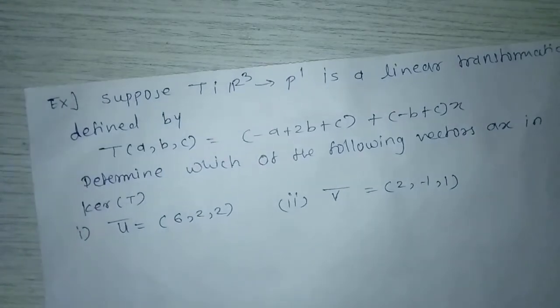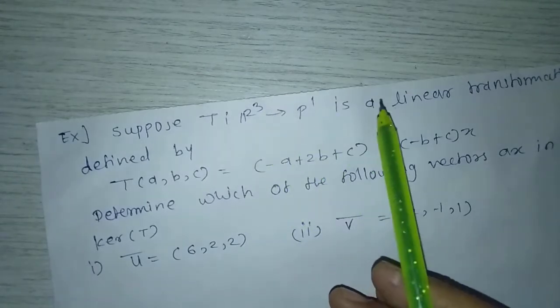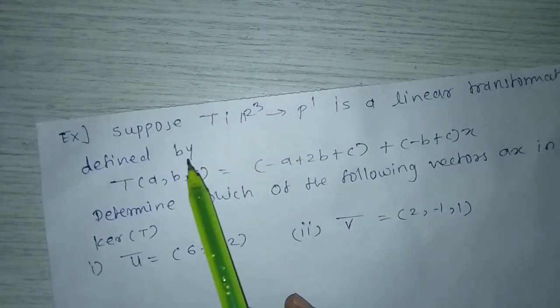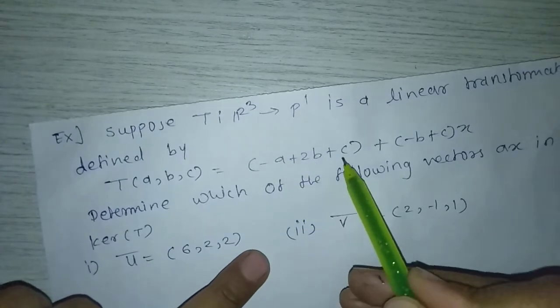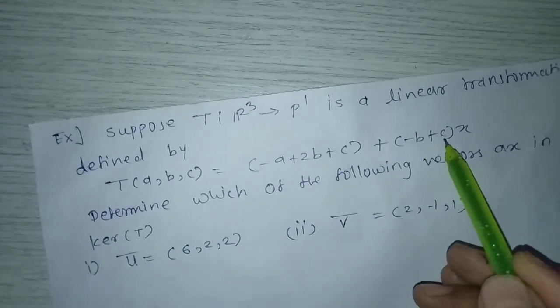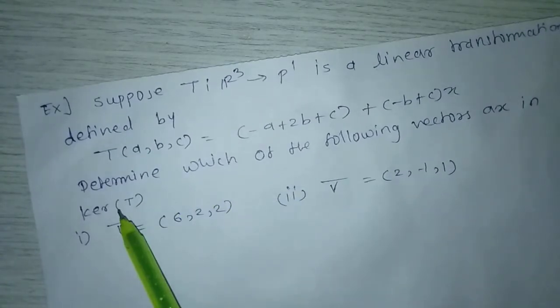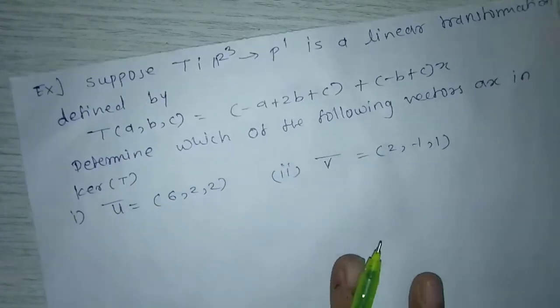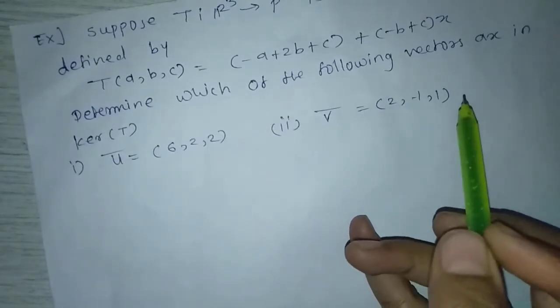Hello students, next example. Suppose T mapping R3 to P1 is a linear transformation defined by T of (a, b, c) equal to (−a + 2b + c) + (−b + c)x. Determine which of the following vectors are in the kernel of T. The first vector is (6, 2, 2) and the second is (2, −1, 1).